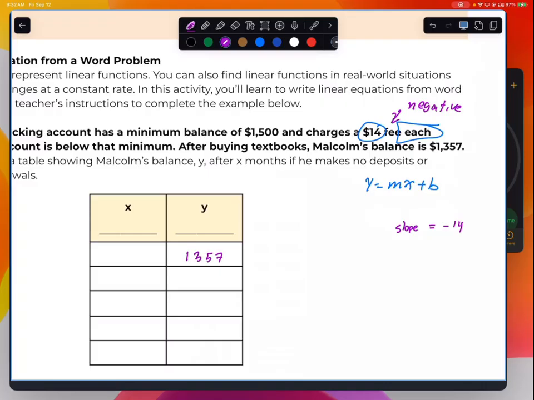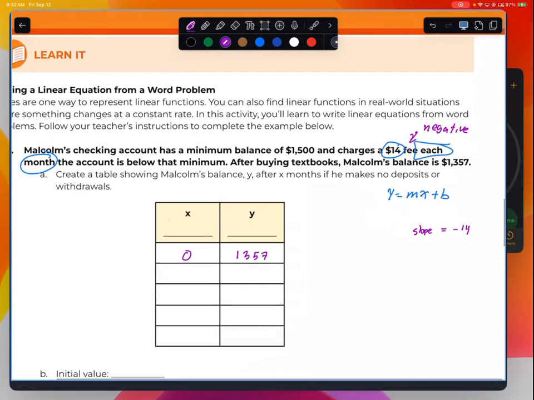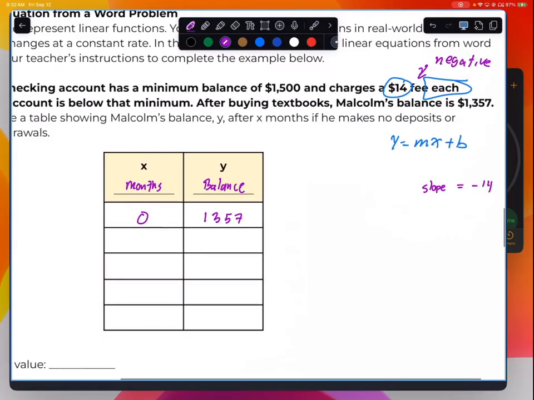$1,357. And that's at time what? When x is what? When x is 0. Yeah. All right. So this right here represents months, and this is our balance in our account. Now, and this is how the real world works, we don't buy anything else.